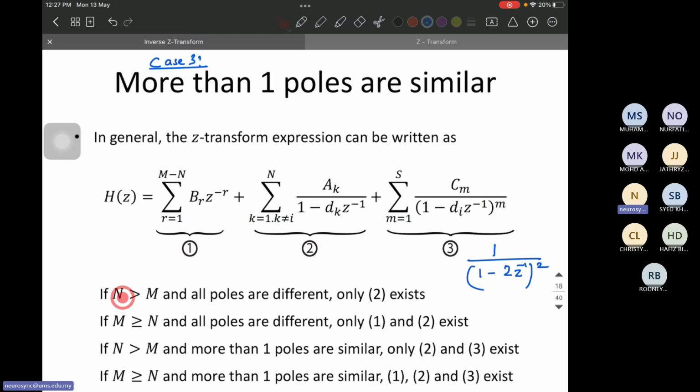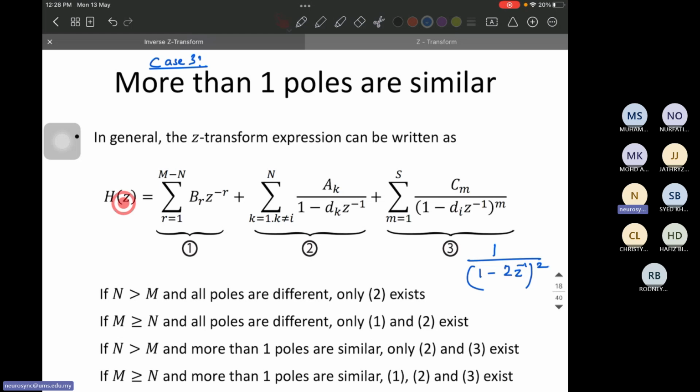Now if n is greater than m and all poles are different, then only case 2 exists. If m is greater than or equal to n, and all poles are different, then 1 and 2 exist, like the previous example we have seen. Okay. Now if n is greater than m and more than one pole are similar, then 2 and 3 will exist, like this form will exist.